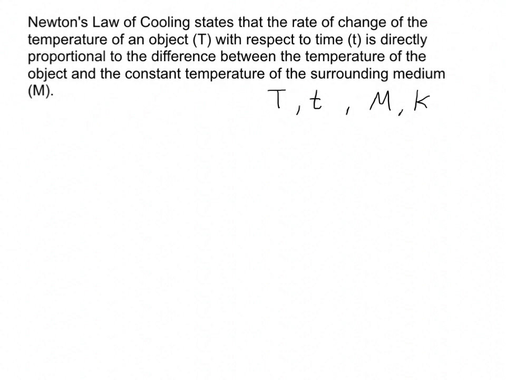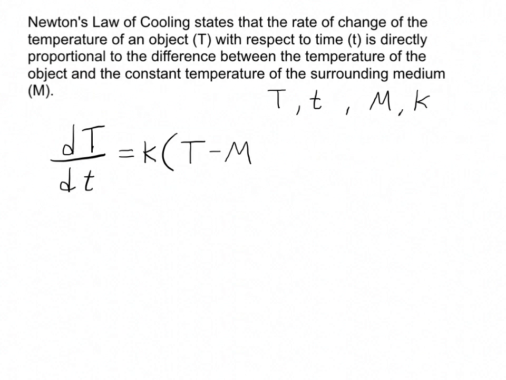So I hope you tried that on your own. It says that the rate of change of the temperature of an object with respect to time, so that means dT/dt, is directly proportional to, equals k times the difference between the temperature of the object and the constant temperature of the surrounding medium. Well, the temperature of the object is big T, the temperature of the surrounding medium is M, right? So that's the differential equation that goes with this statement, that goes with Newton's Law of Cooling. Newton's Law of Cooling is effectively this differential equation.